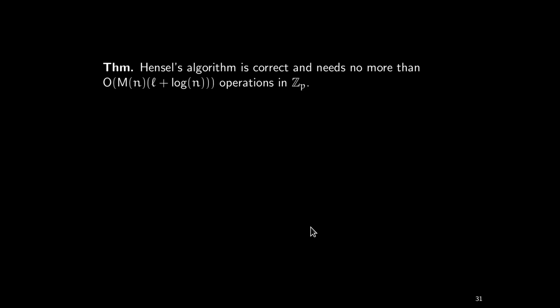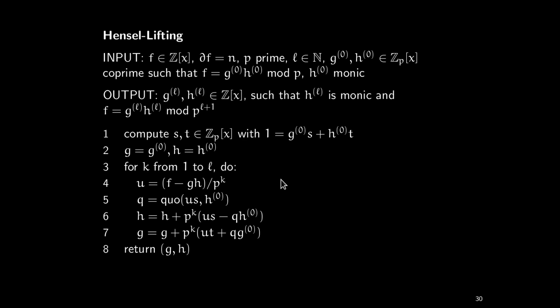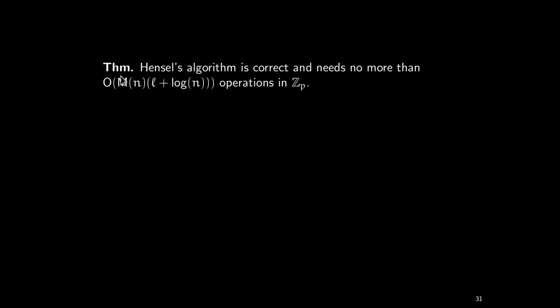This is correct because of the reasons that I've already given, and the complexity is also not hard to analyze because you're not doing very much. Here you're doing a GCD computation that takes m of n log n time, and here you're running through a loop of length L. This gives the factor of L in the complexity estimate, and inside of the loop you're not doing anything more than multiplications, so altogether it's just L times multiplication time for the loop and log n times multiplication time for the GCD in the beginning.